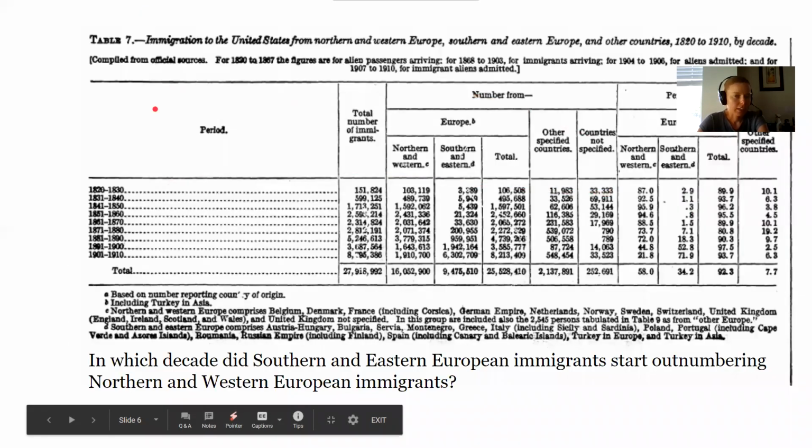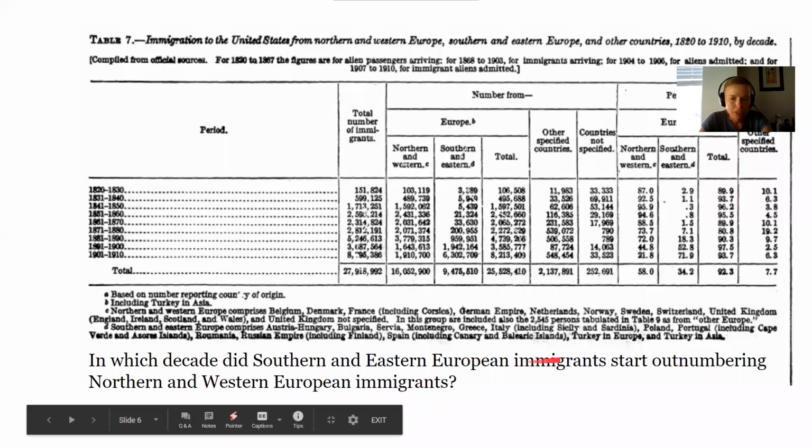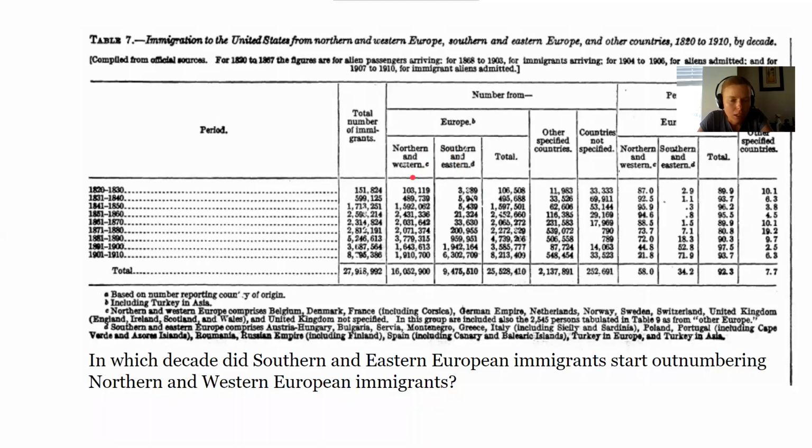All right, here's a nice chart table, and we're supposed to answer the question there at the bottom. In which decade did Southern and Eastern European immigrants start outnumbering Northern and Western European immigrants? So here on the table, we see the numbers coming from the old immigrants versus the new immigrants, and here's the percentages. So it looks like there's way more old immigrants than new.